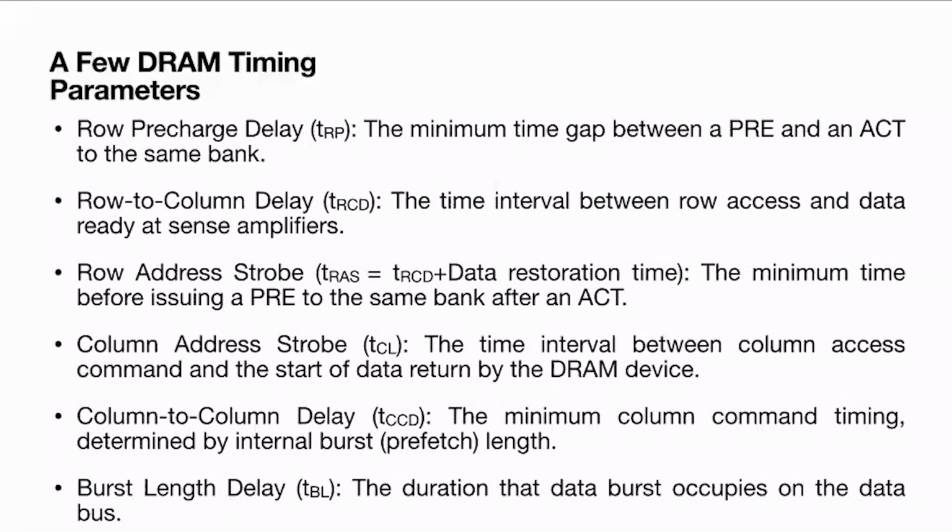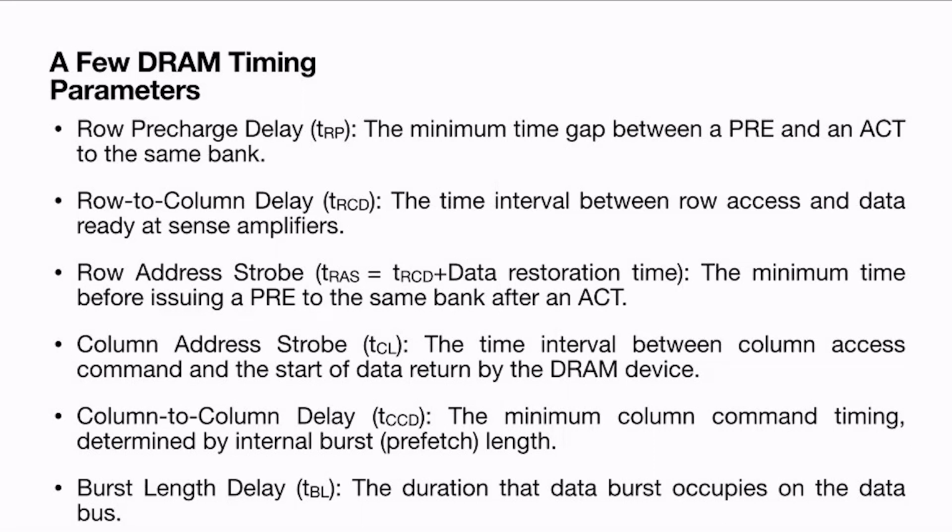We said previously that we give a PRE command and then we give an ACT command. But how long do I have to wait before issuing an ACT command after PRE is issued? That is determined by tRP, the row precharge delay. That means once you precharge a particular row, you have to wait for tRP amount of time to issue an ACT command, so that the data is read from this particular row and put into the sense amplifier.